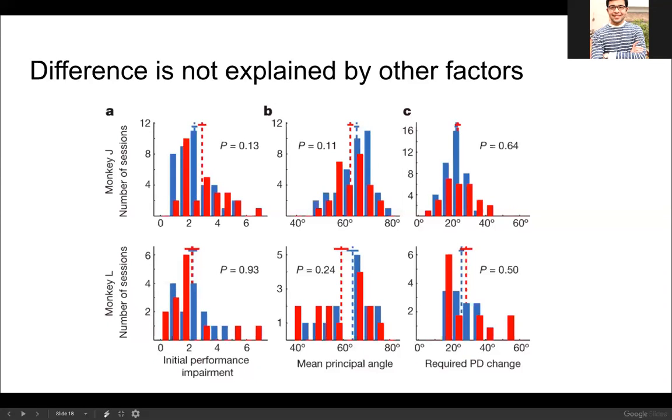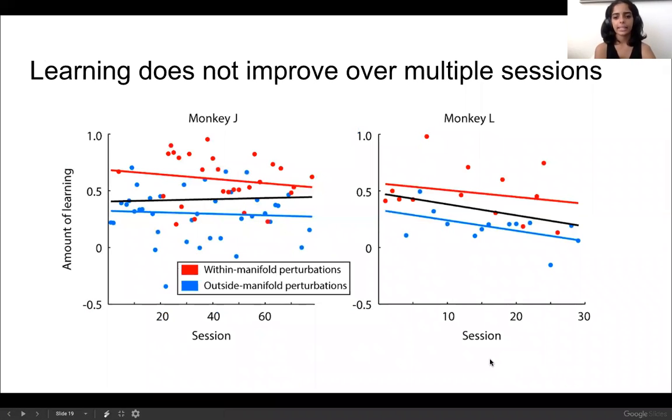Yeah, that makes a lot of sense. Great. So there's basically three different confounding variables that they're ruling out as having an effect on the result. Okay. And then this is something that I already showed you before. So basically the animal doesn't learn to learn.